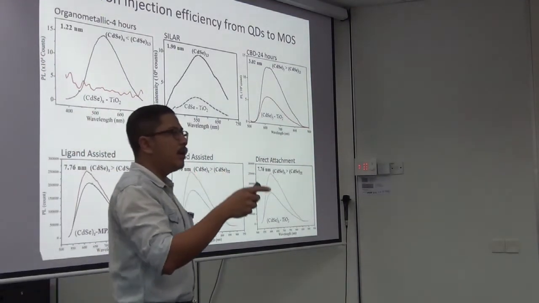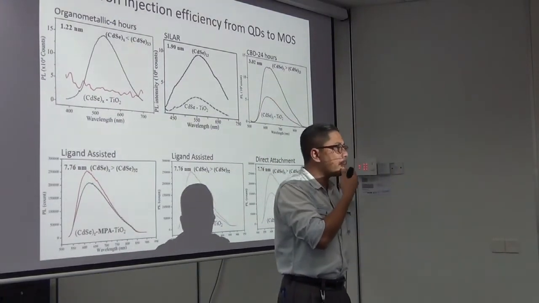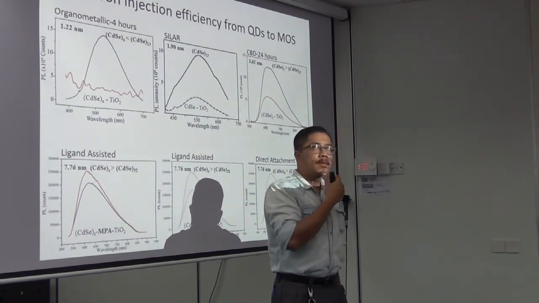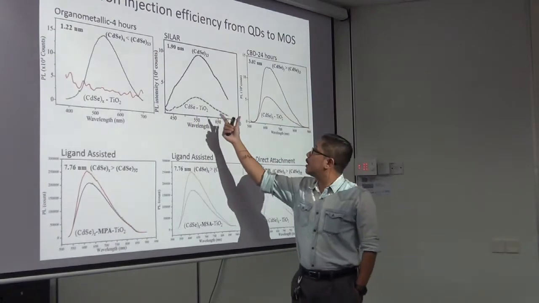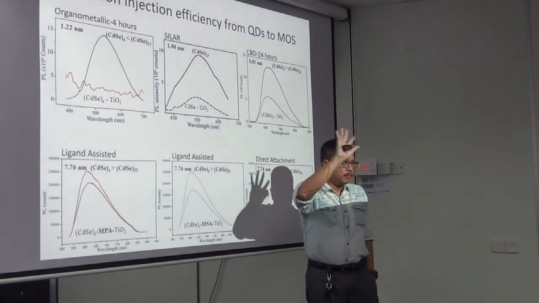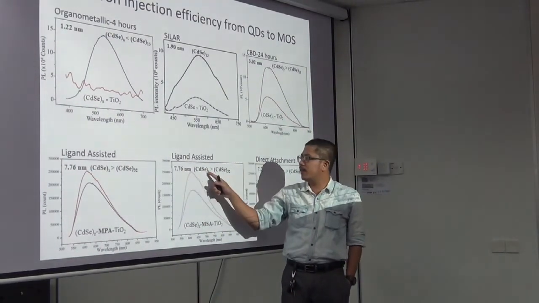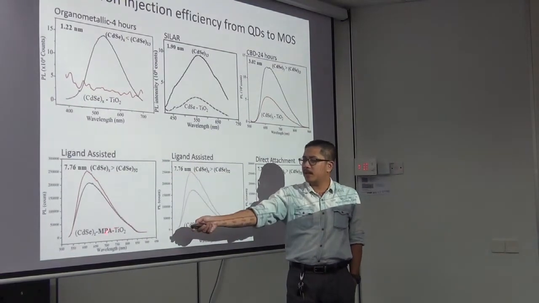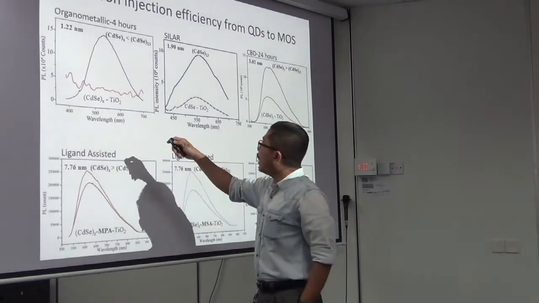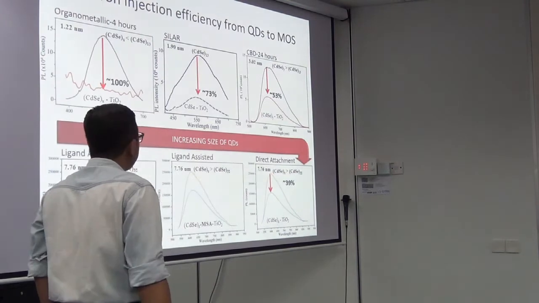How many fabrication techniques have we learned a few weeks ago? We have organometallic, SILA, CVD, direct attachment, ligand assisted. 5. Why do we have 2 ligand assisted? Because we are using different ligands. The first one is mercaptopropionic acid. The second one is mercaptosuccinic acid. So what happened is that using different methods, we got different quenching.